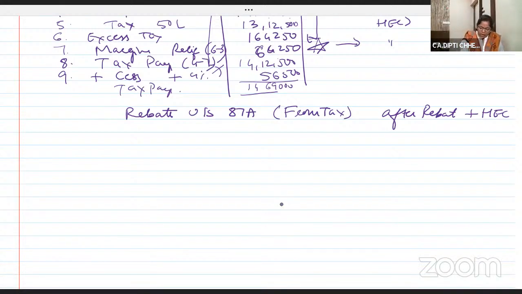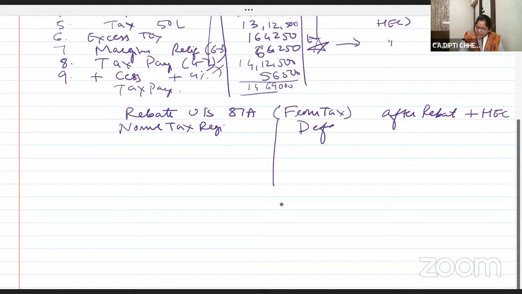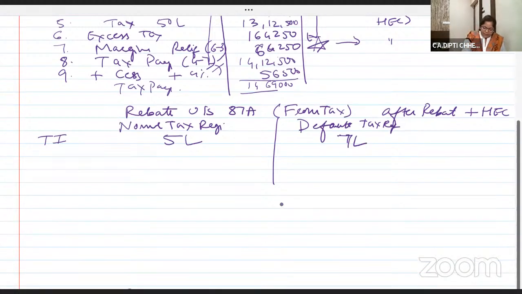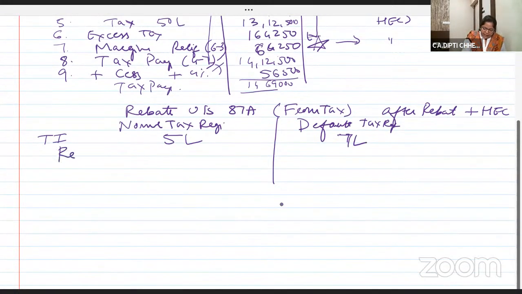Chalo. Now, normal tax regime and default tax regime comparison we are doing. Are you all with me? Up to total income 5 lakhs, you get a rebate. Here up to total income 7 lakhs, you get a rebate. Here the rebate is up to 12,500.